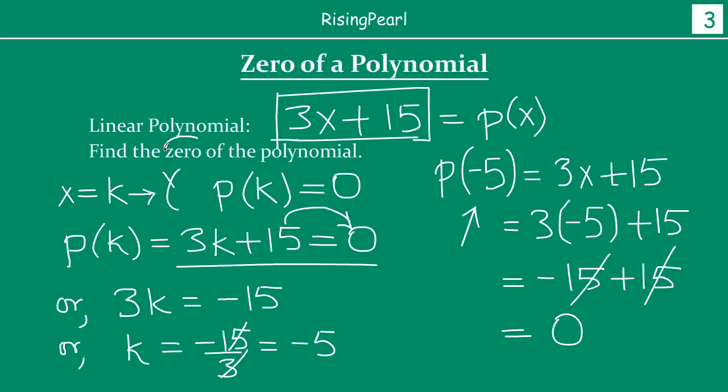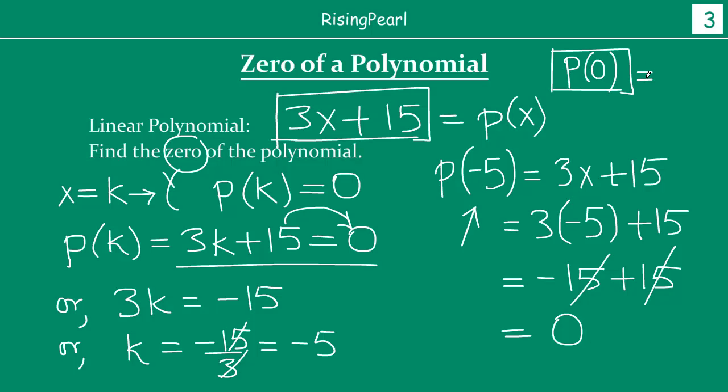So friends, I hope that you are also able to appreciate that the 0 of a polynomial is very different from the value of the polynomial at x equal to 0. So in this example, if I had to find out p(0), that is, what is the value of the polynomial at x equal to 0.